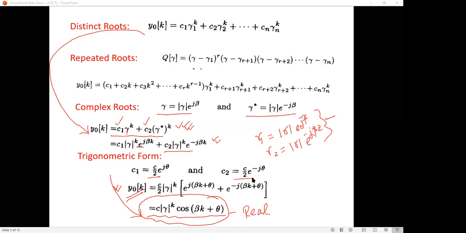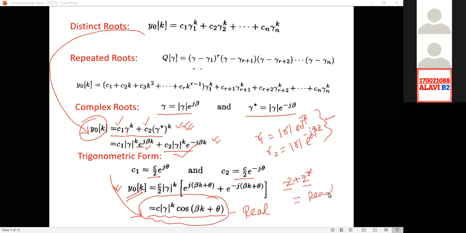Yes, sir. Otherwise, if these two terms are not conjugate, then this cannot be real, because when you add two complex numbers, the result is complex, but your result is real. Because if you add two conjugate numbers, then the result will be real, twice the real part, because the imaginary part will be cancelled.